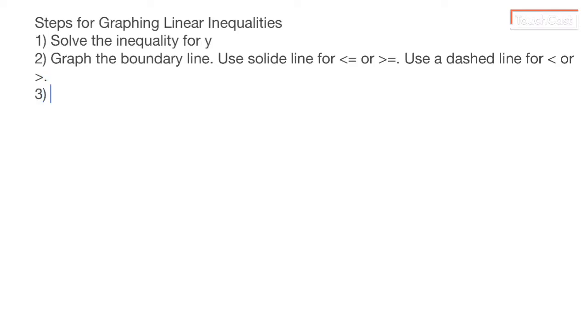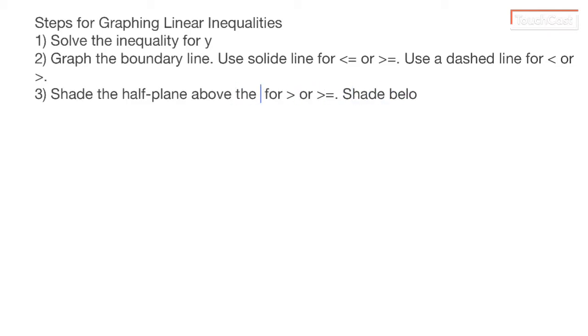Finally, we shade the half plane, or shade the portion of the graph, either above the line for cases where we are greater than or greater than or equal to, or we would shade below the line. I forgot to put the word line after above before. So we'd shade below the line if we are less than or less than or equal to. So those are the steps. Let's look at some examples.